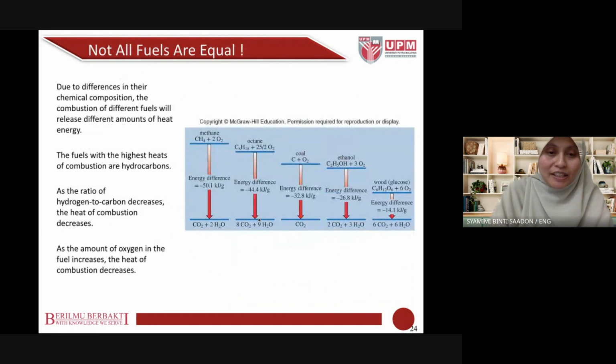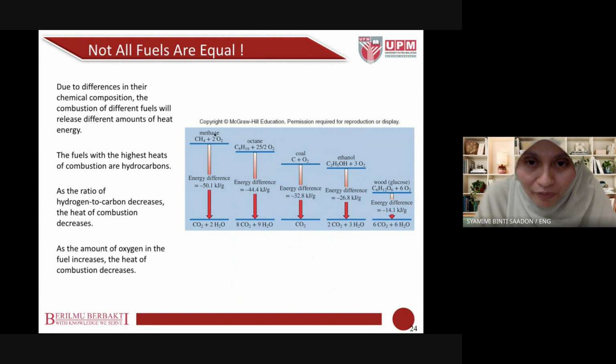And then where is the endothermic? Okay. Depending on the chemical composition, the combustion of the fuel will release different amounts of heat energy, of course. Different types of fuel will release different amounts of heat energy because they have different chemical composition, carbon, hydrogen, etc. So it depends on that.